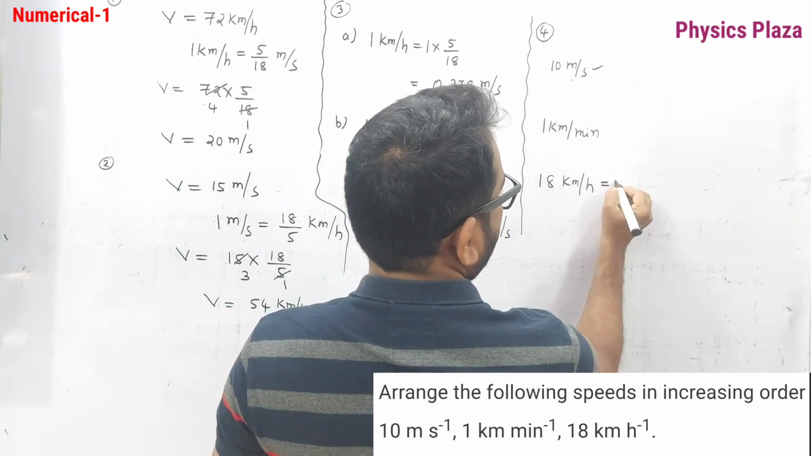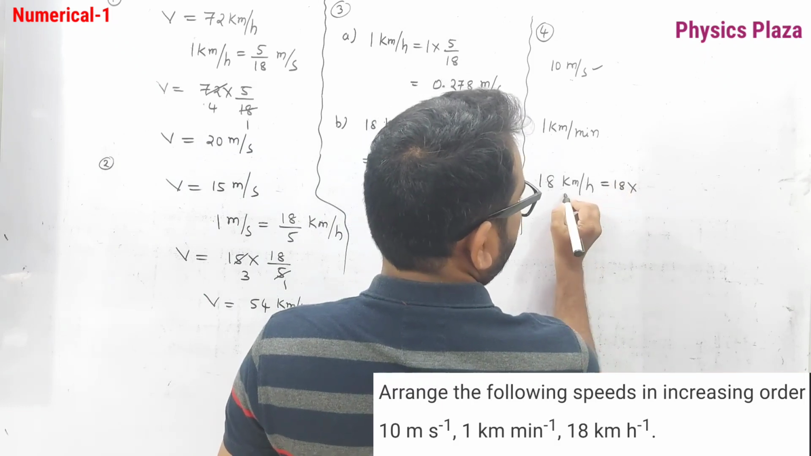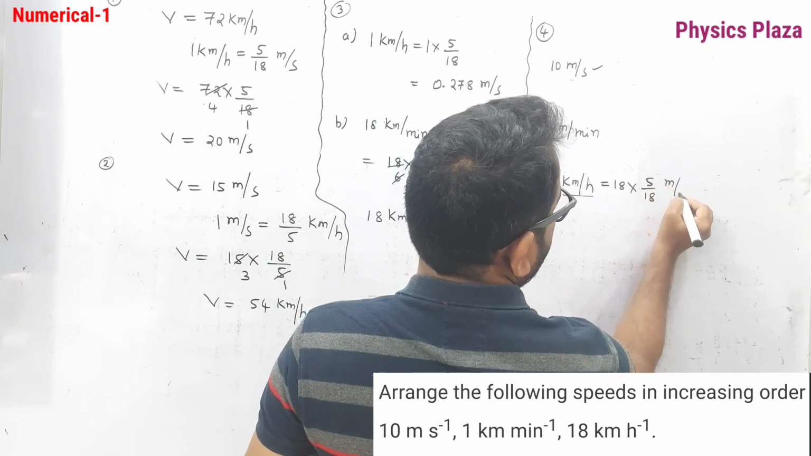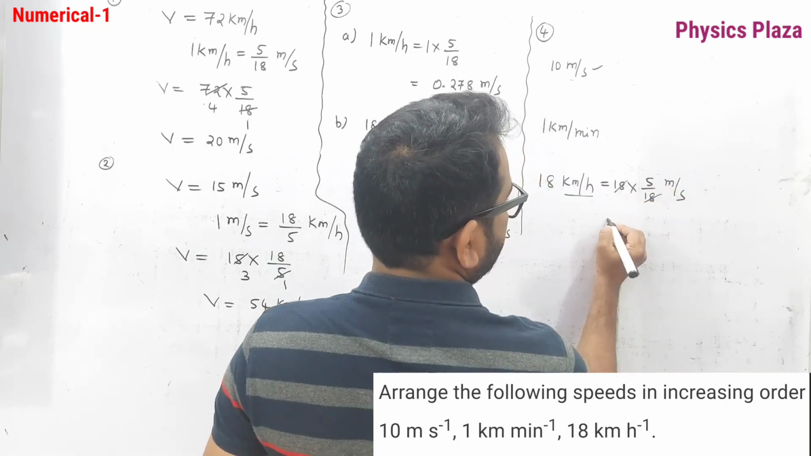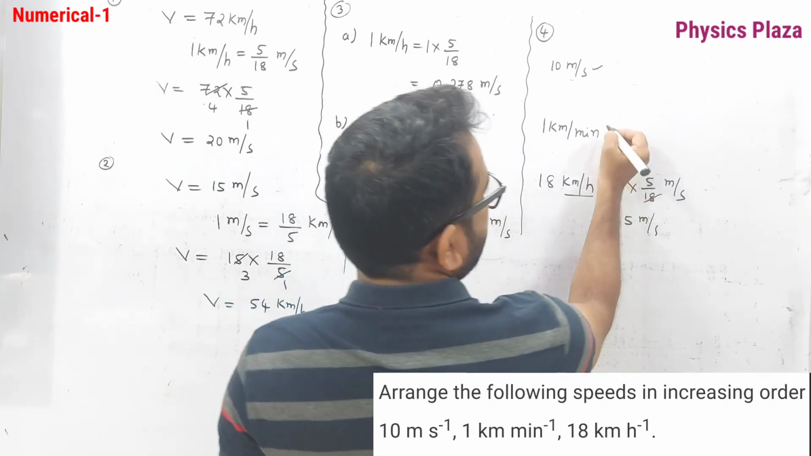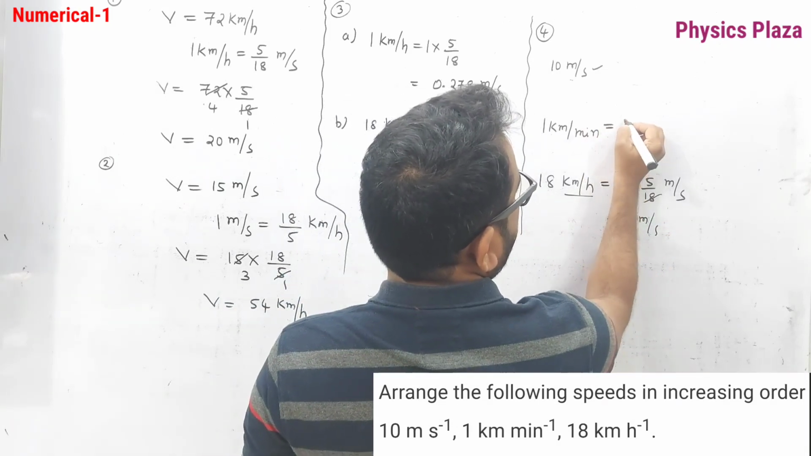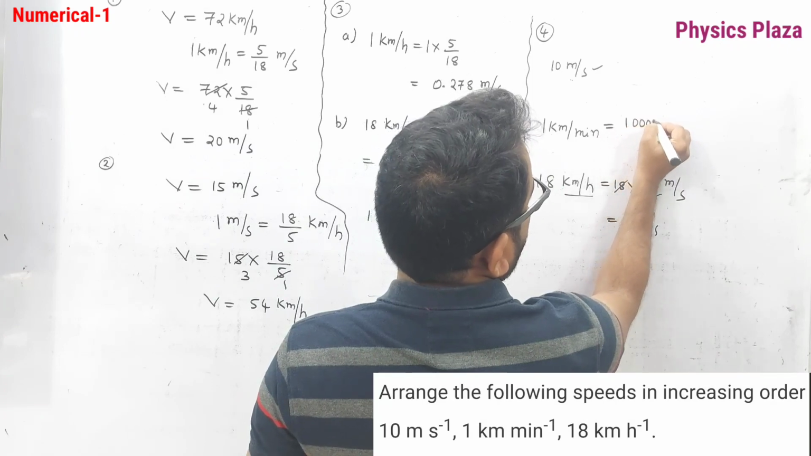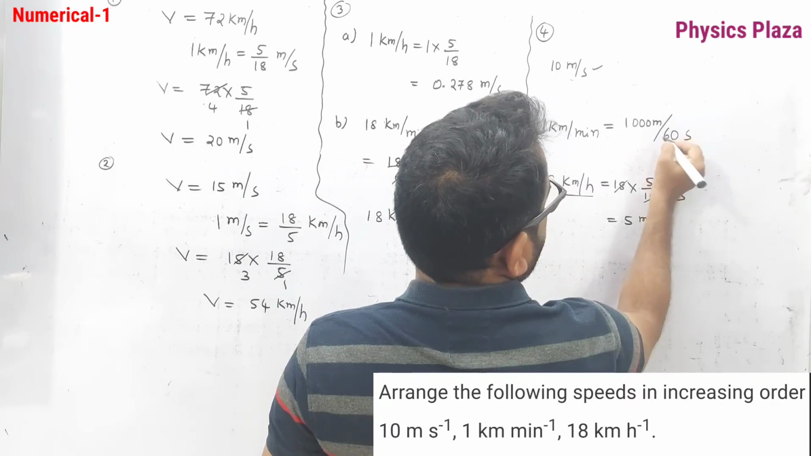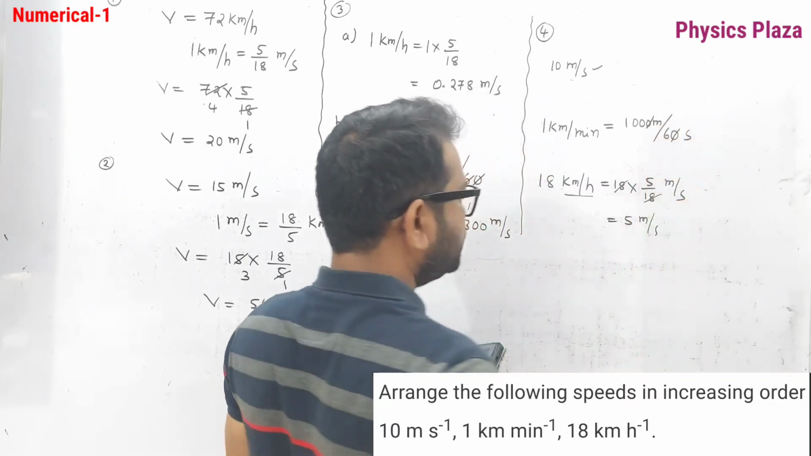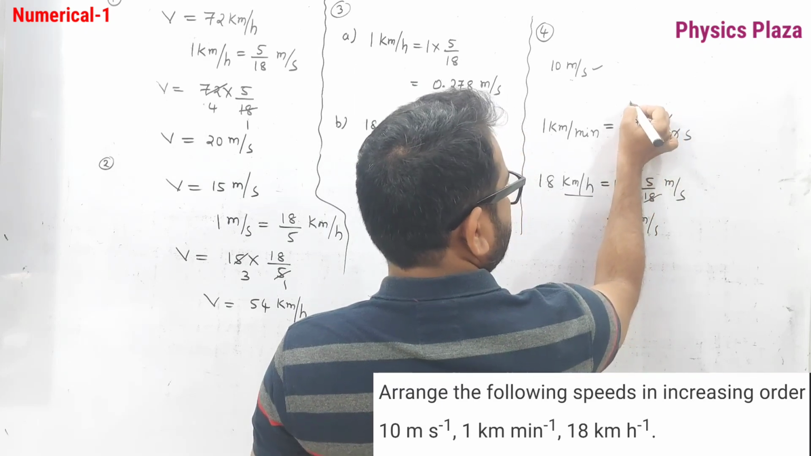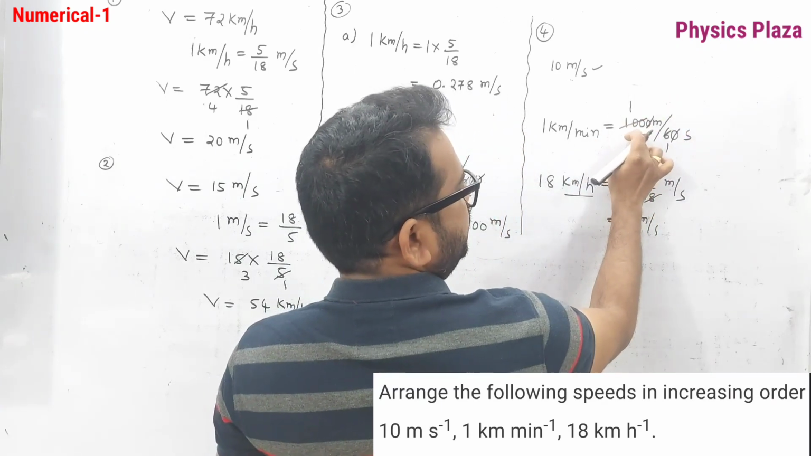So this one, 18 kilometer per hour, is equal to what, children? 5 by 18 meter per second. So 18 cancels, and this value will be 5 meter per second. Now let us do this. This is 1 kilometer. 1 kilometer means 1000 meters by 60 seconds. 0 cancels. Now 6 table, 6 ones are 6, so 4 is left. It is 40.